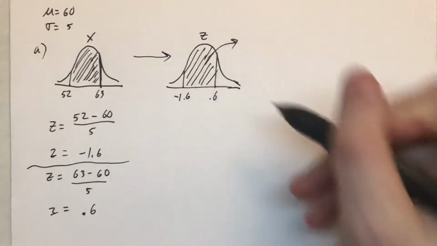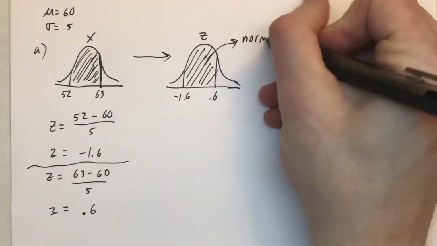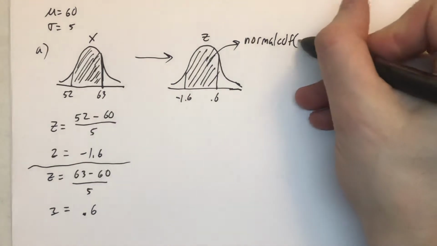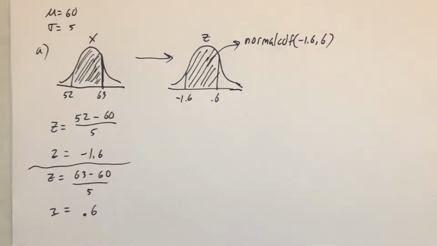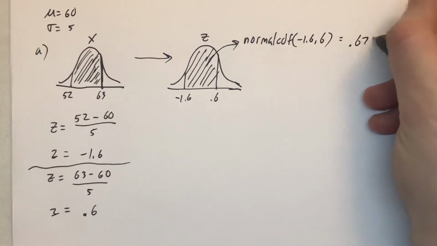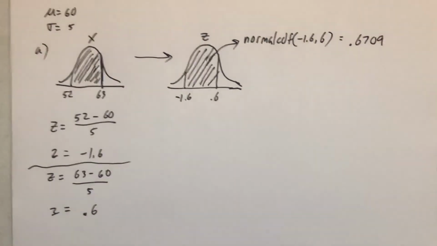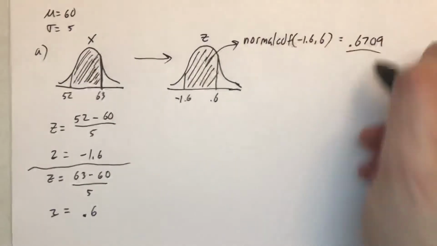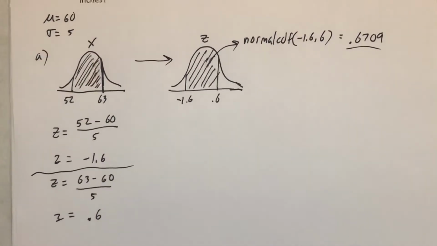We can then take our picture in z-scores and go to our calculator function of normal CDF of negative 1.6 to 0.6. Sorry, I think I said 6. From negative 1.6 to 0.6 is 0.6709, if we round that to 4 places, because again, remember, that is a probability coming out of the normal CDF.